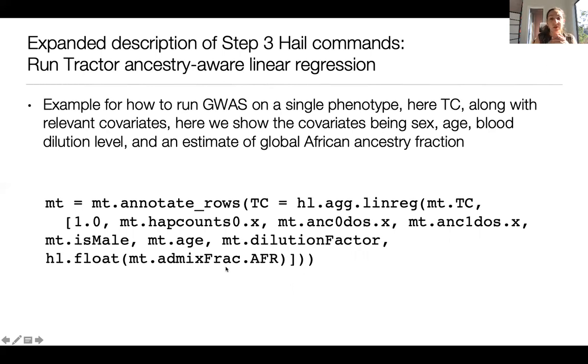We recommend putting in an estimate of your global ancestry in addition to these local ancestry specific terms, just to account for if there's a relationship to the phenotype with your overall ancestry proportions. And we find that the direct measure of global ancestry is a bit more accurate than PCs. So this is the recommended strategy.